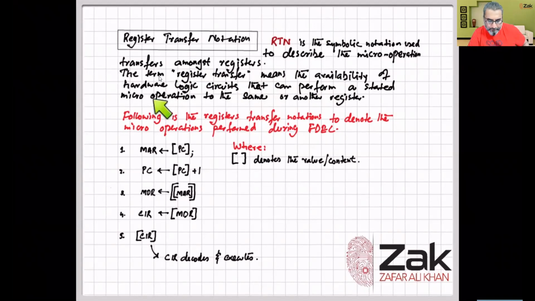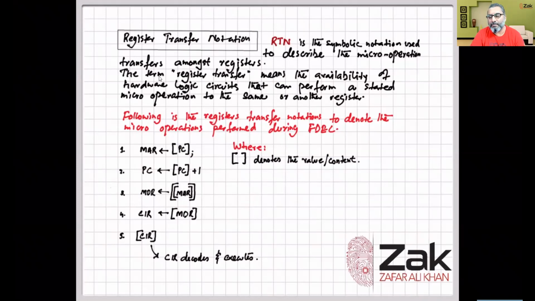Fetch, decode, execute cycle. The term register transfer means the availability of hardware logic circuits that can perform stated micro operations to the same or another register. Like PC moves to MAR, MAR moves to memory, memory moves to MDR, MDR moves to CIR, and CIR is executed with the help of ALU and accumulator. So if they are connected and holding up each other for the work, and handing over the data, that is all actually micro operations. So following is the register transfer notation to denote the micro operations performed during fetch, decode, execute cycle.